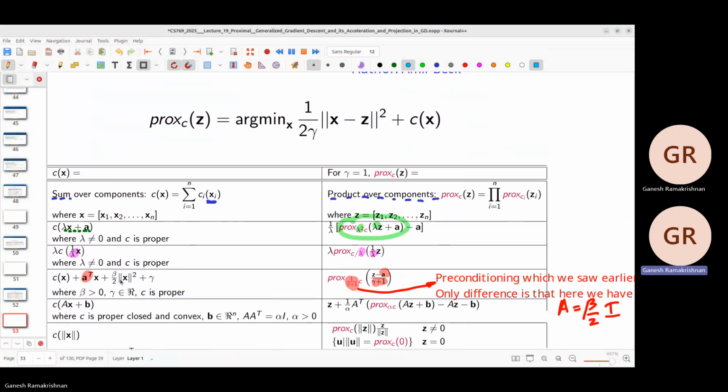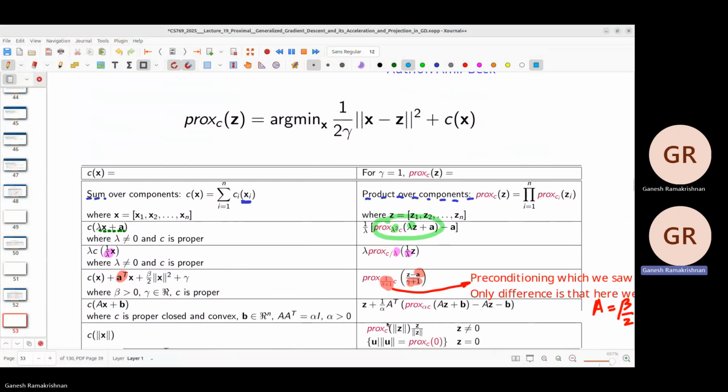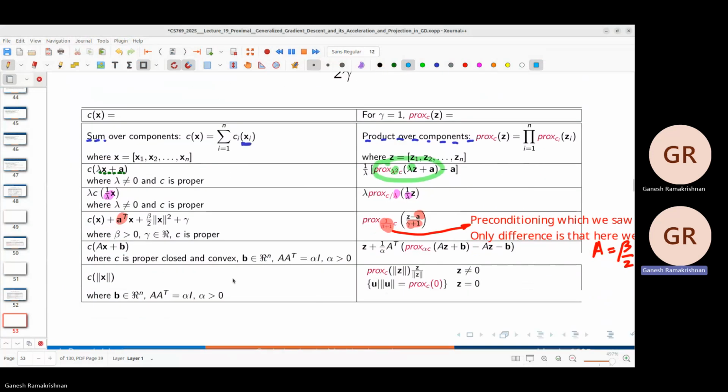So what happens with x transpose Ix? Yeah, I plus I, basically inverse, right? So you will have some preconditioning which we saw earlier. Here A is beta by 2 I, so therefore you have beta in the denominator, and so on. I think all of this, you need to spend a little time and argue for each of them separately. Okay. This is interesting.